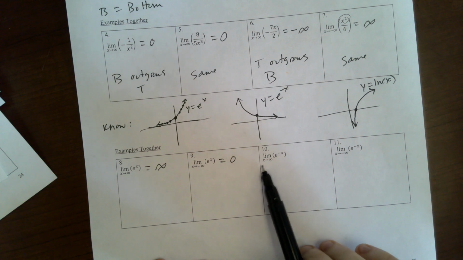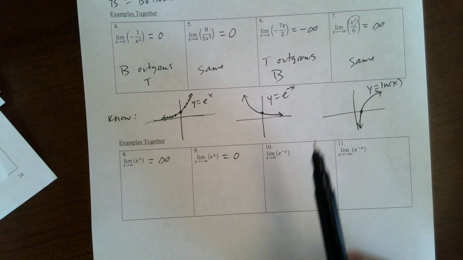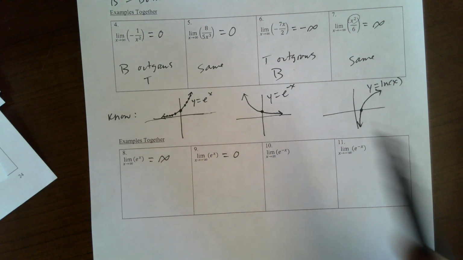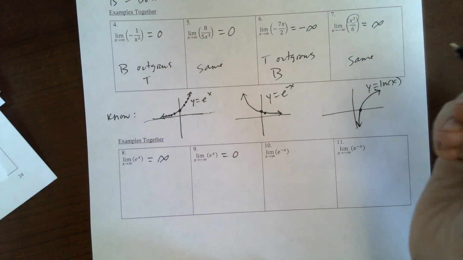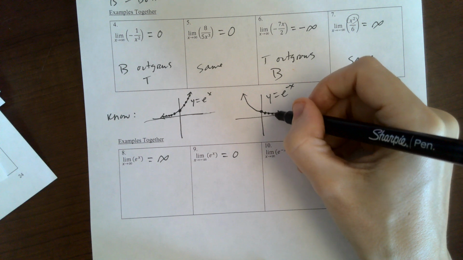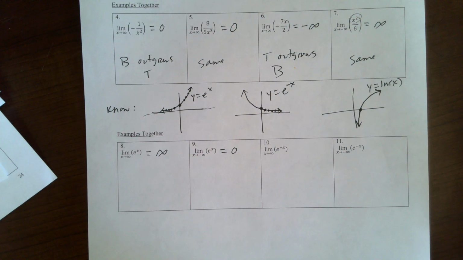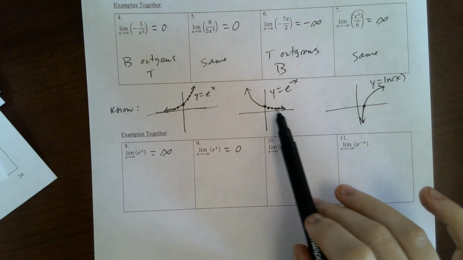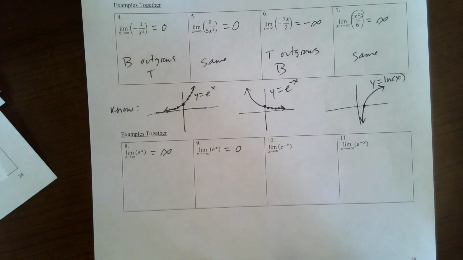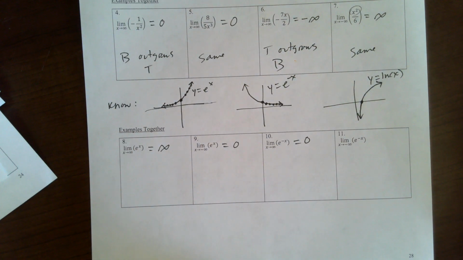Now this one here, the limit as x approaches infinity of e to the negative x. This time we're using this graph. So x is approaching infinity, so I start here on the graph, and then I'm just moving further and further right. And as I do that, the y values in this case are leveling off at 0. So the y values are shrinking close to 0.